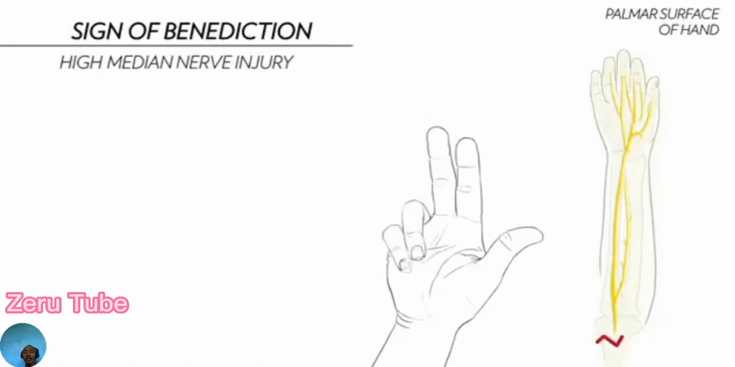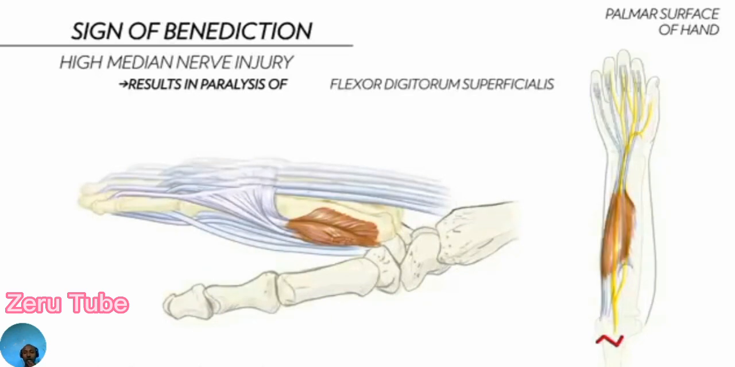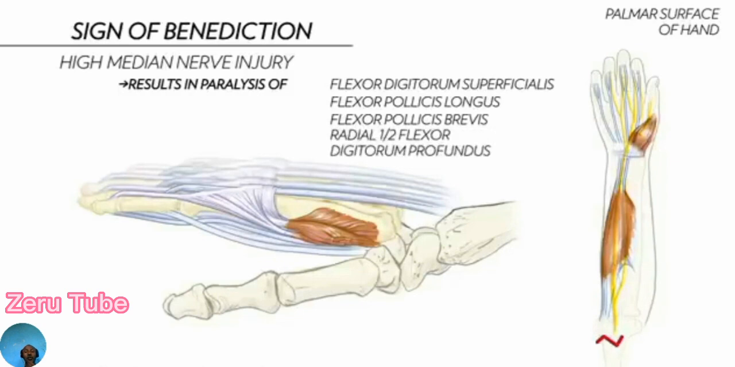If there is any high median nerve injury, the result is paralysis of the flexor digitorum superficialis, flexor pollicis longus, flexor pollicis brevis and the radial half of the flexor digitorum profundus. A high median nerve injury means the injury occurs at the level of the elbow.